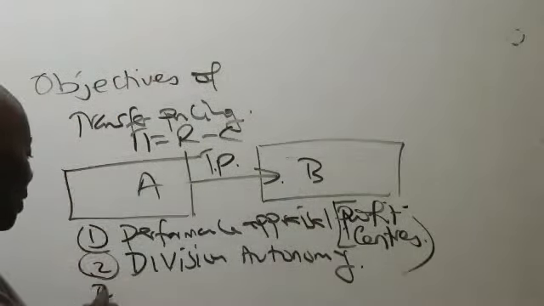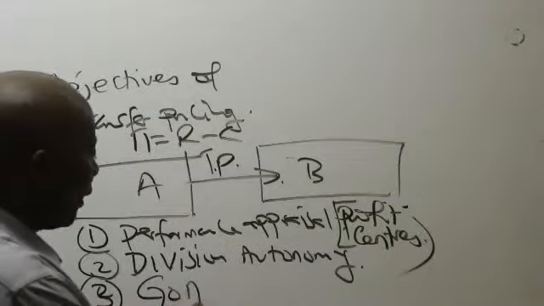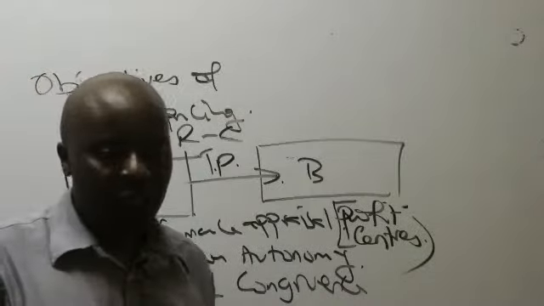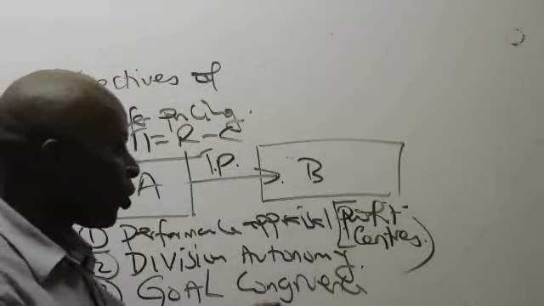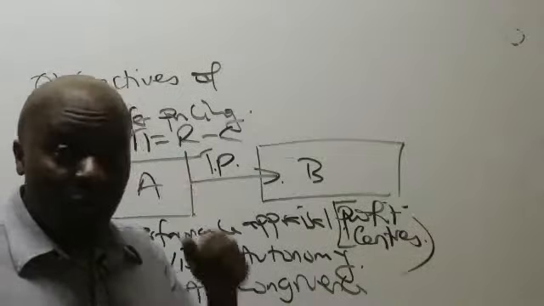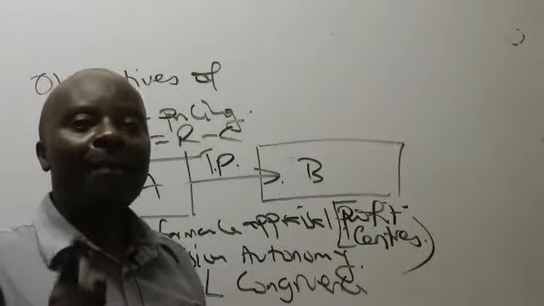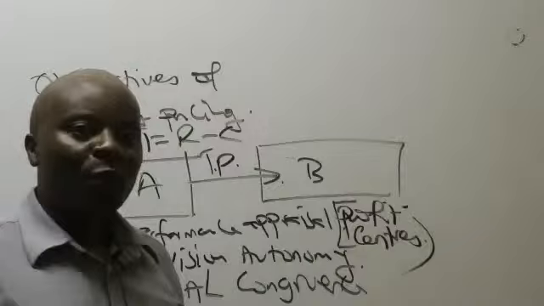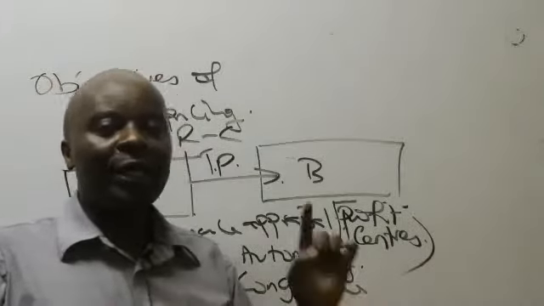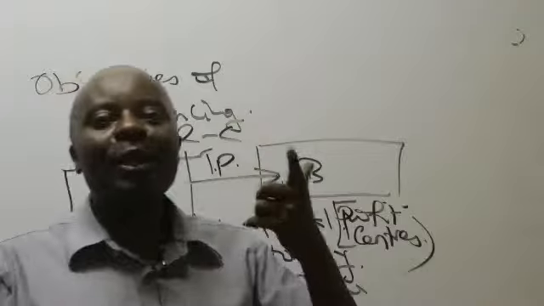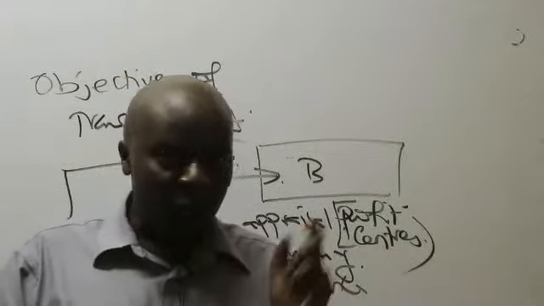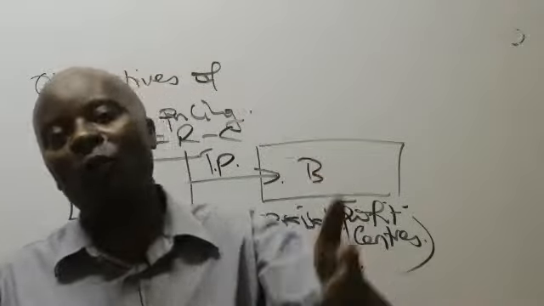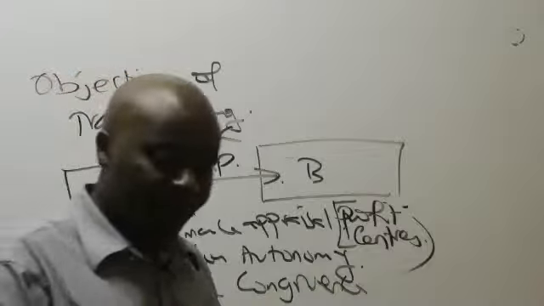Ladies and gentlemen, number three, we have the concept of goal congruence. You know, goal congruence means goal agreement. Remember, the major goal of the company is to maximize profit. So when you charge transfer price, and automatically the departments are also able to talk of profits throughout, then we have divisional goals being the same as organizational goals. What we call goal congruence.